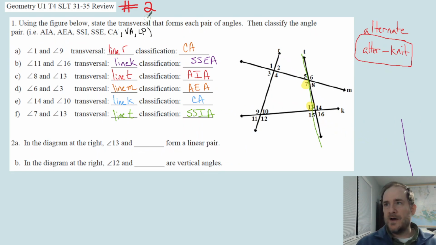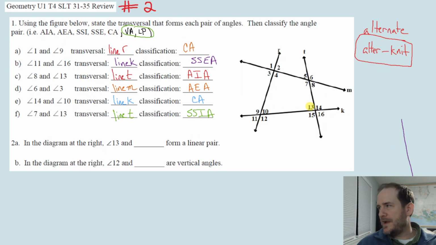All right, now I guess we added in the vertical angles and the linear pair thing. Well, there weren't any examples of that, but there's a question down here that asks you to name a linear pair and vertical angles. So they want you to name somebody who's a linear pair with 13. So there's 13.